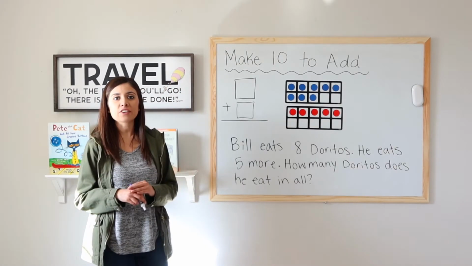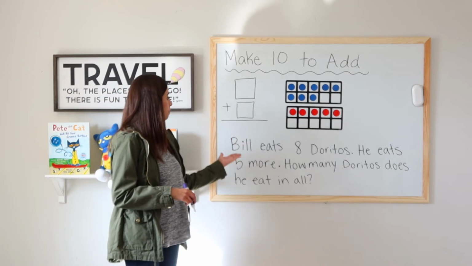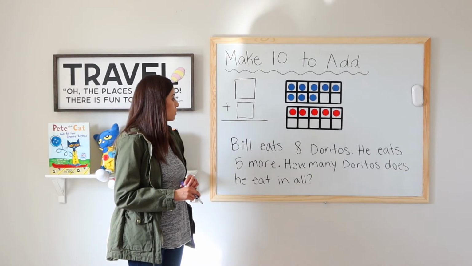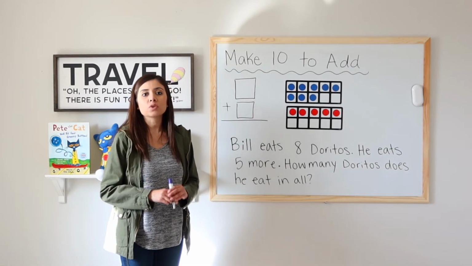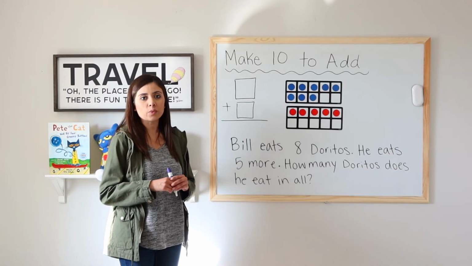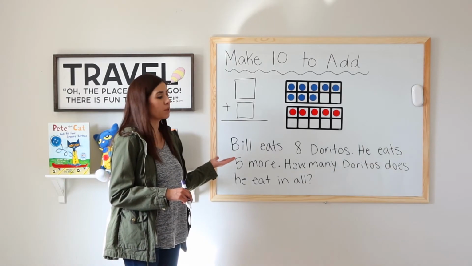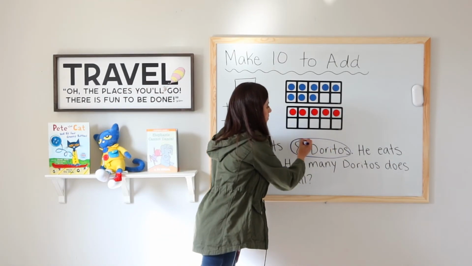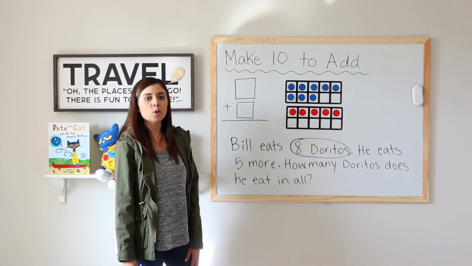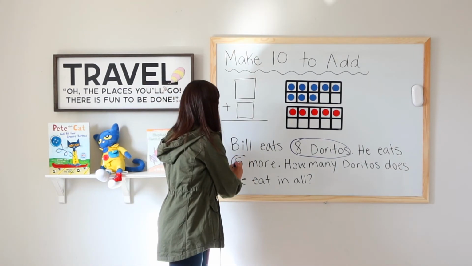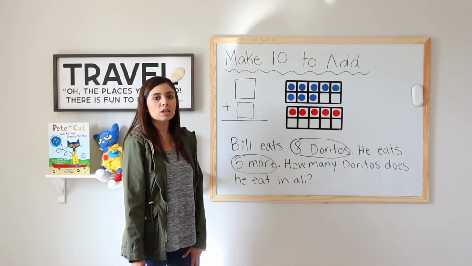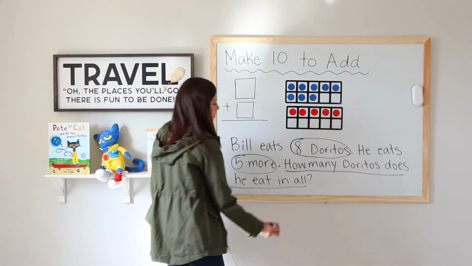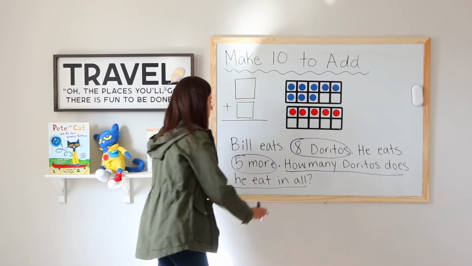Very good. Okay, ready for a word problem? It says, Bill eats 8 Doritos. He eats 5 more. How many Doritos does he eat in all? So we already read our question. Let's go ahead and circle what we already know. We know that Bill eats how many Doritos? 8. Then he eats how many more? 5. 5 more. We want to know how many Doritos does he eat in all? And in all means to add.